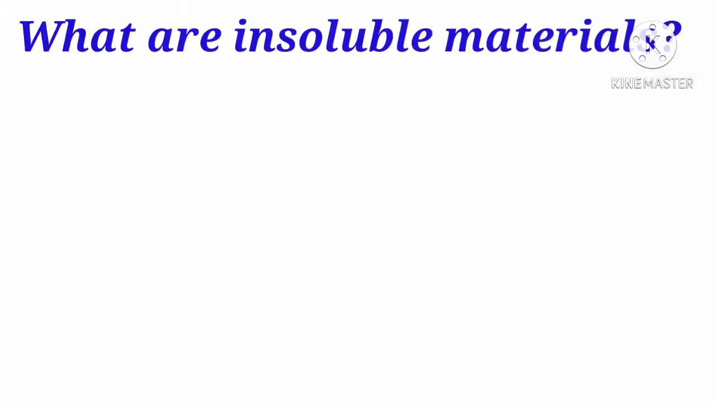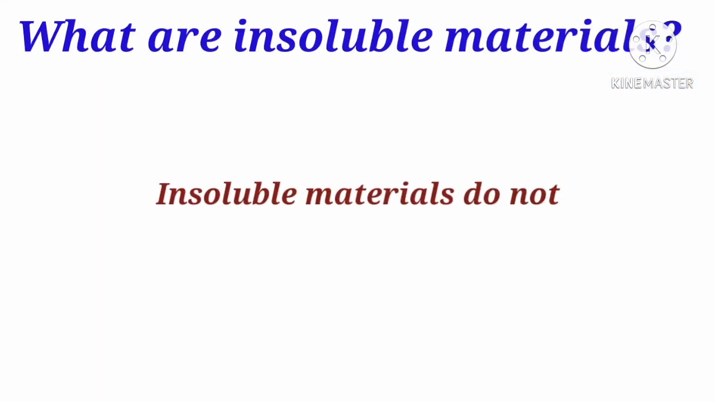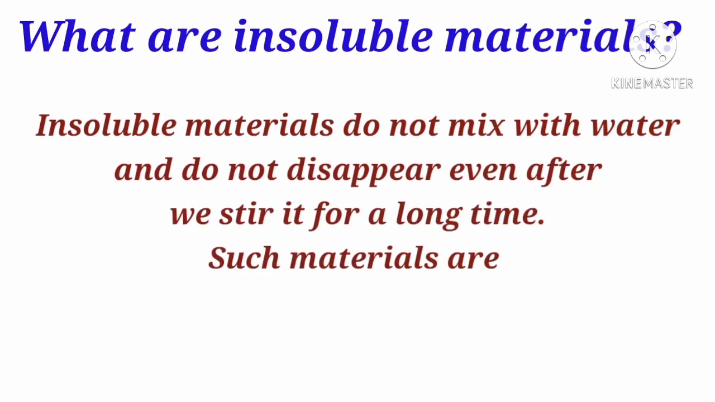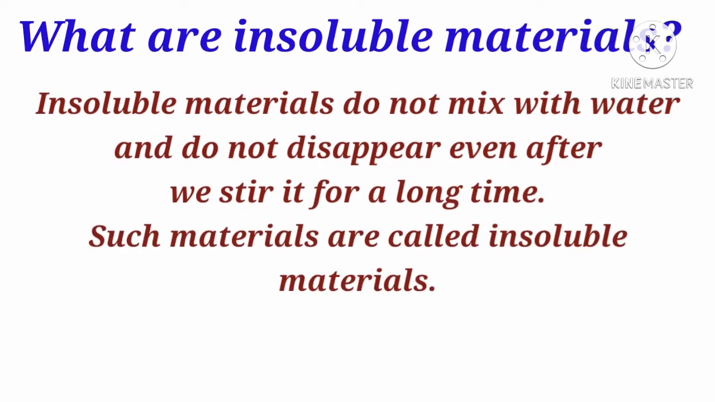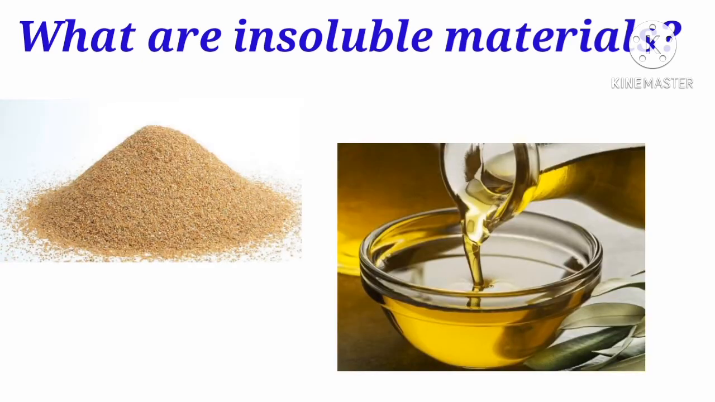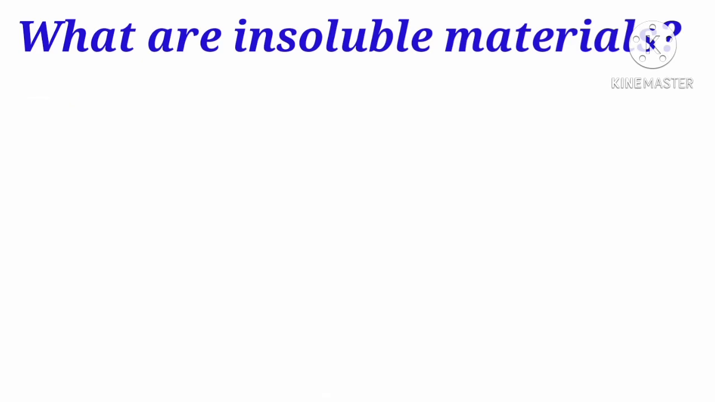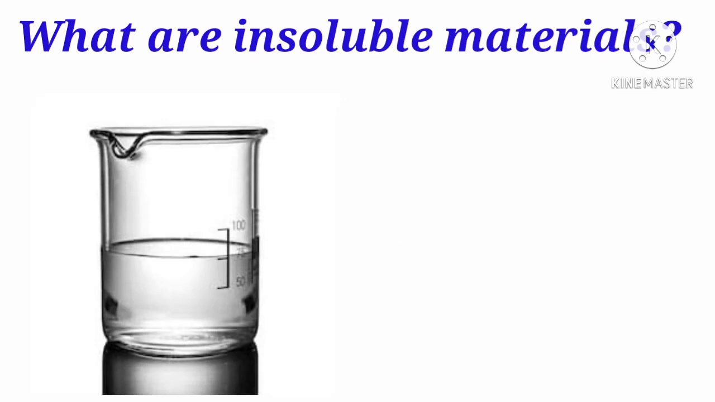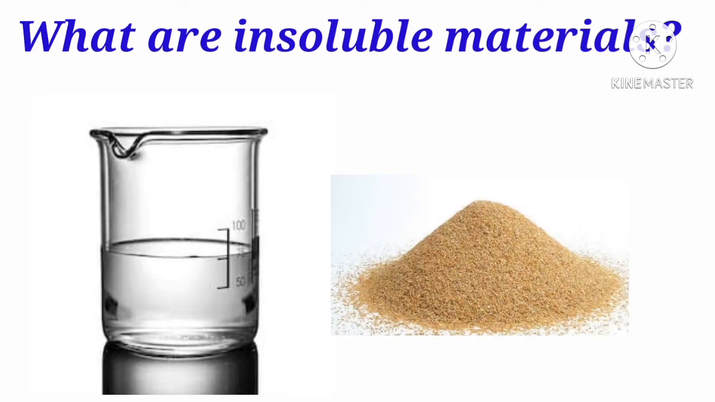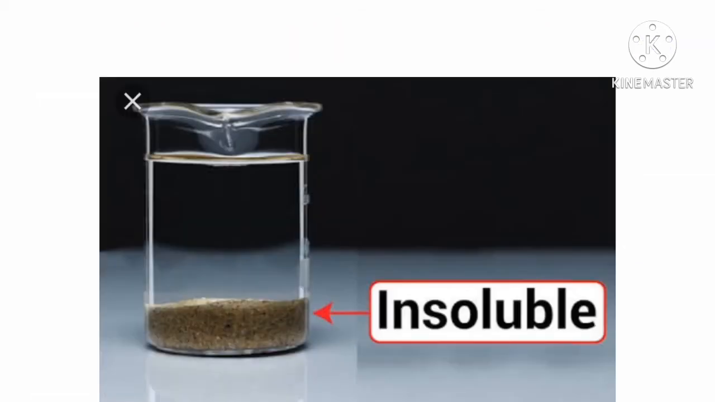Now let us see what are insoluble materials. Insoluble materials do not mix with water and do not disappear even after we stir for a long time. Such materials are called insoluble materials. Example, sand, oil, etc. Children, take a beaker of water and put some sand in it. Does it dissolve in water? No, right? Sand will settle down at the bottom of the beaker.